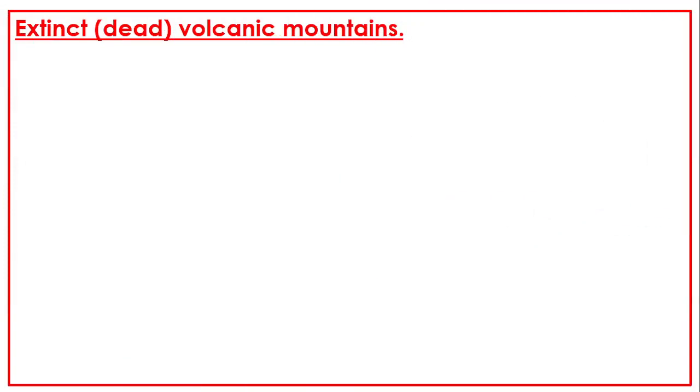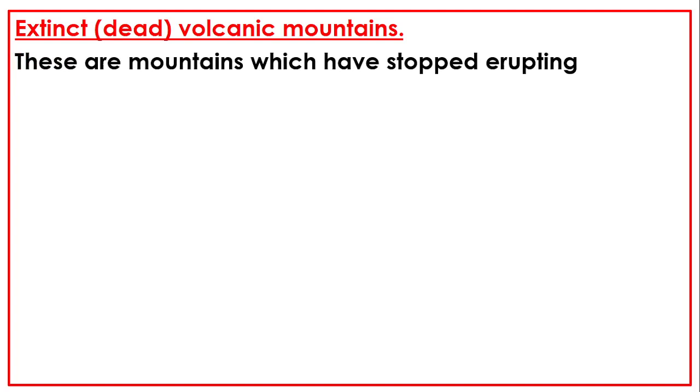Then we have another type of volcanic mountains, and that is extinct or dead volcanoes. If they say something is dead, we think that thing will never come back in existence. So these ones are dead or extinct. This is a mountain which has stopped erupting. They stopped and they will never erupt again. So they are the ones we call the dead volcanoes.